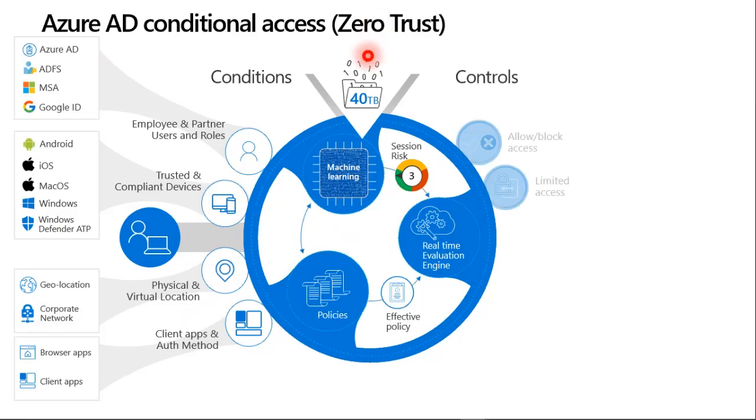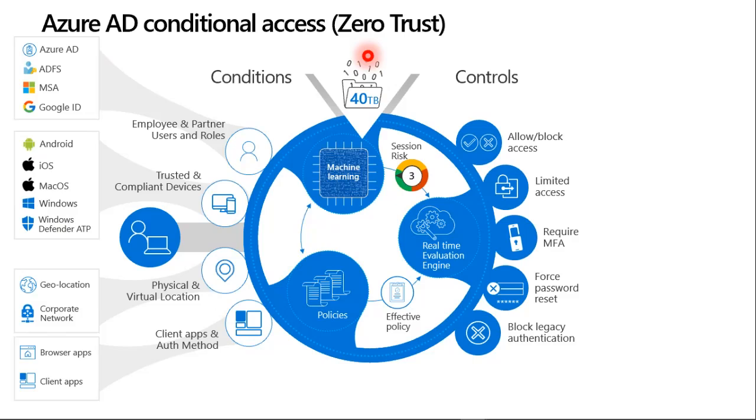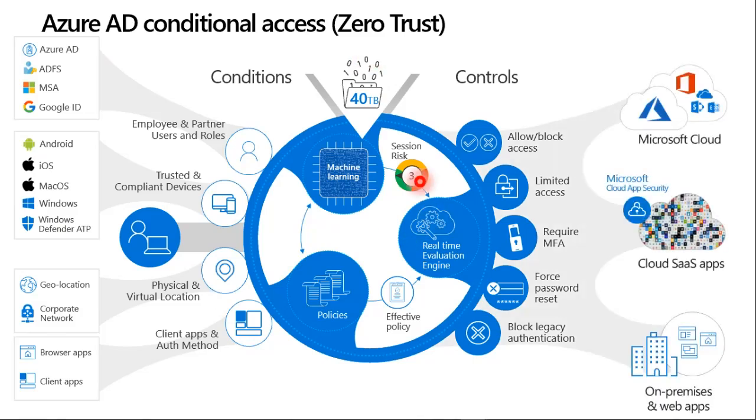And then finally, controls. Now that we know something, now that we've applied risk scores and we've gathered telemetry, here's what we can do across all of these mediums here. Allow, limit, require MFA, right? To what's happening in the Microsoft side of the house, to modern apps and cloud SaaS applications, to even on-prem and other web applications using proxies.